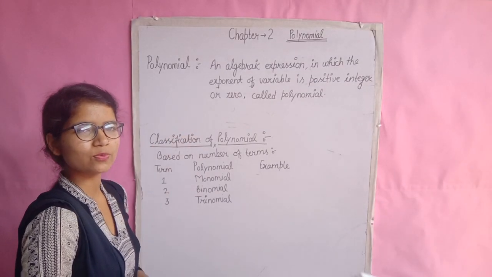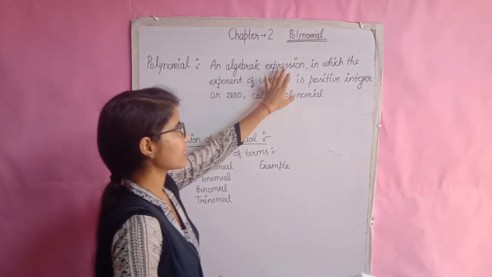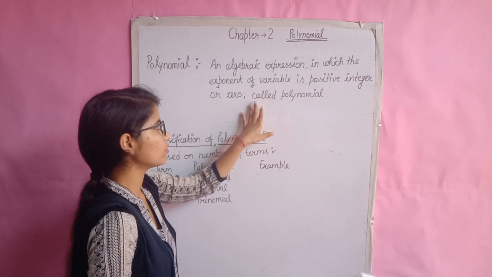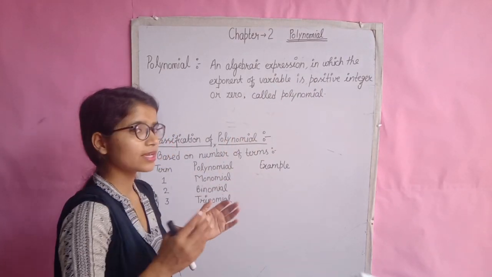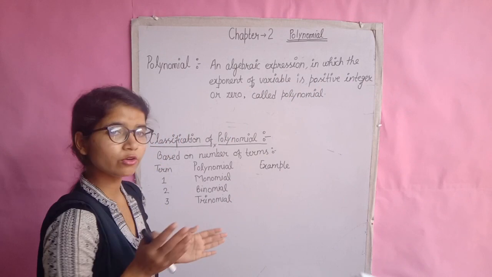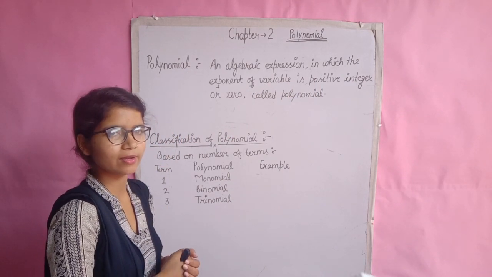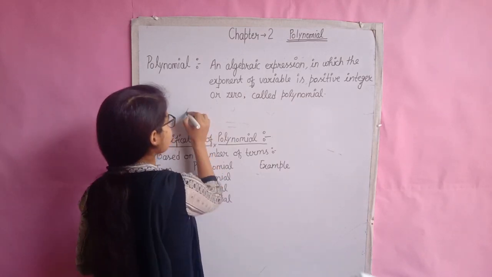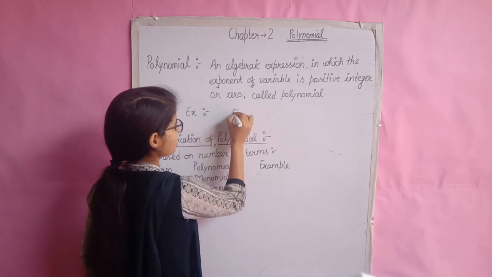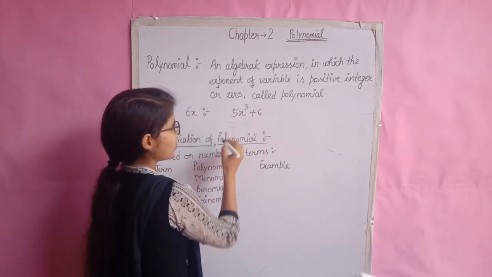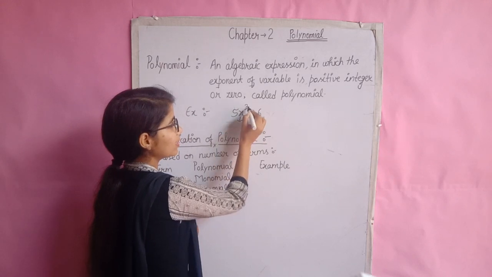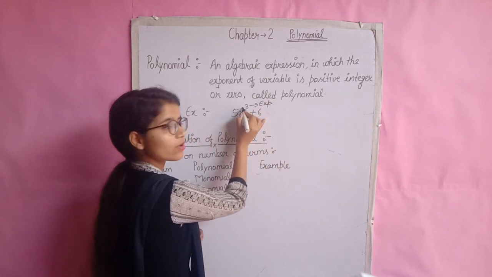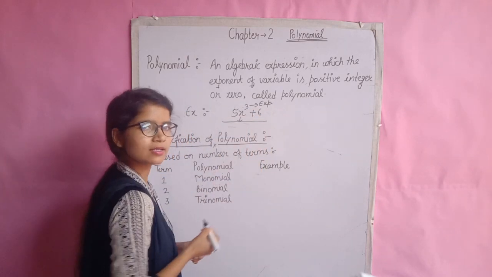Our next topic is polynomial. What is a polynomial? An algebraic expression in which the exponent of the variable is a positive integer or zero is called a polynomial. It means if the exponent of the variable is a positive integer or zero, then that's called a polynomial. Example: here x is the variable and 3 is the exponent. 3 is the exponent which is a positive integer. So this is a polynomial.